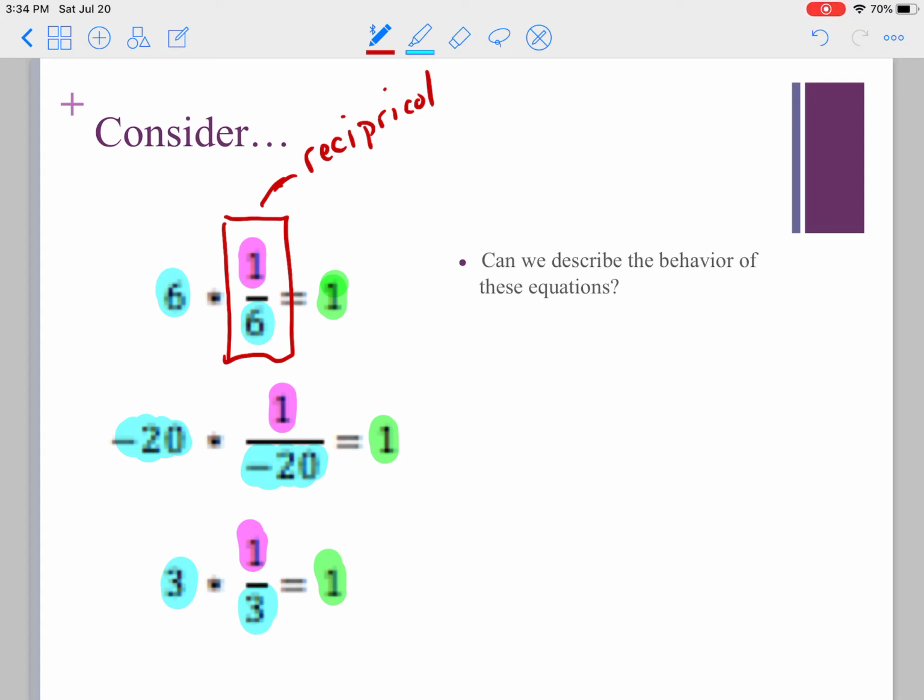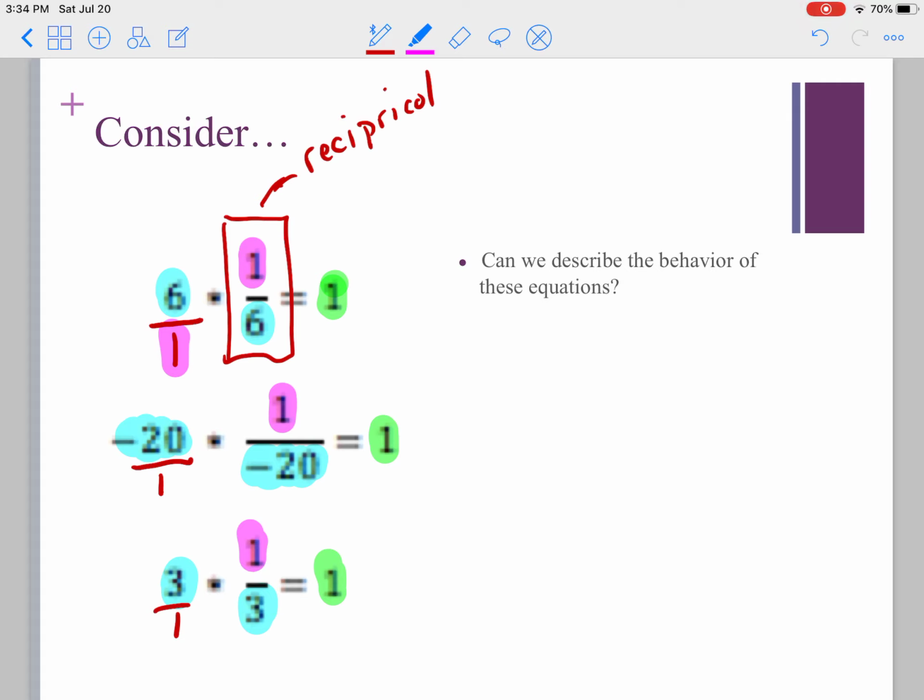Now, if I were to turn this original 6 into a fraction, what I would do is put it over a 1. 1 would be in the denominator. The same thing with the negative 20 and the 3. And a reciprocal is just the switching of the numerator and the denominator. And so what has happened is that the 1 has gone to the numerator and the 6 has gone to the denominator. It's the reciprocal.